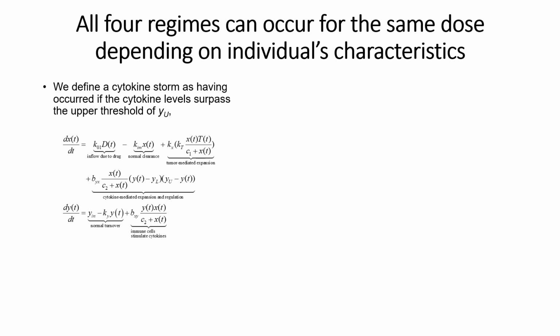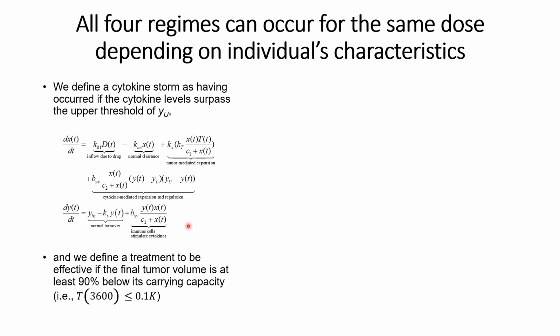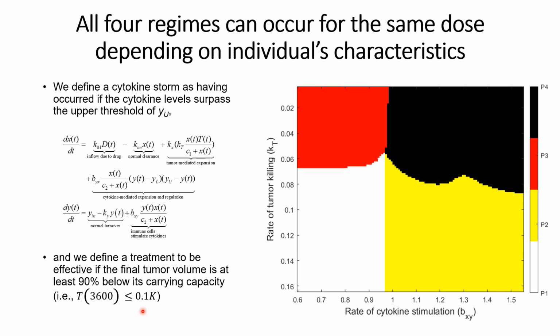As I said, we define a storm as having occurred if the cytokine levels surpass this upper threshold YU, so right here. And we define treatment to be successful and effective if the final tumor volume is at least 90% below its carrying capacity. We chose this arbitrarily because we need to quantify, doing this parameter sweep and dose sweep through the system. So we need to fix these definitions. You can relax them, change them for whatever you're using if you end up using this.